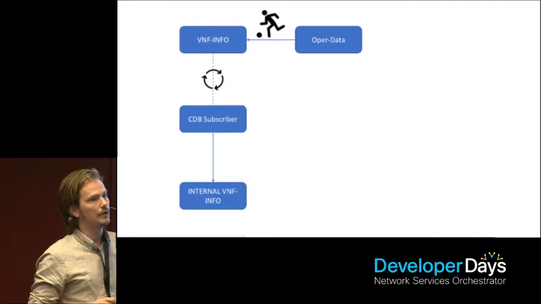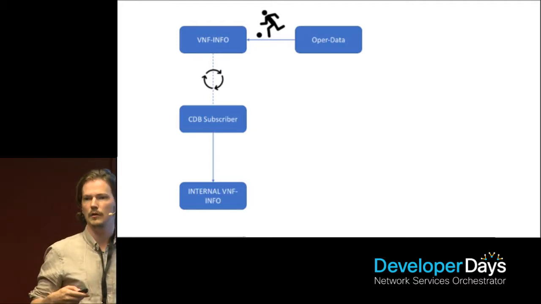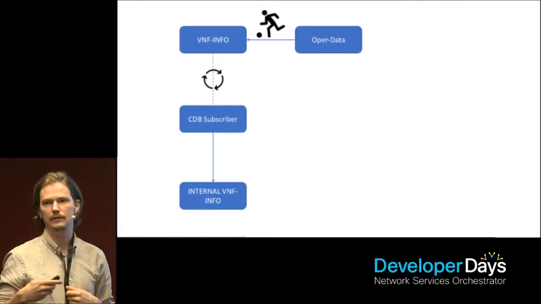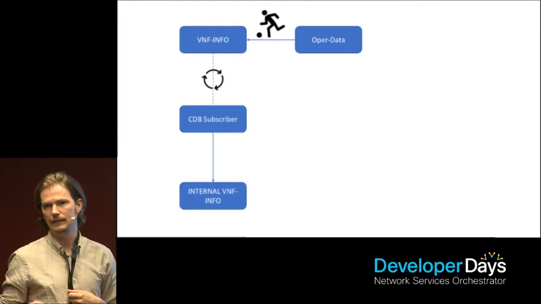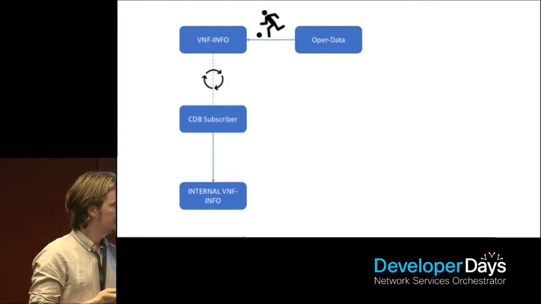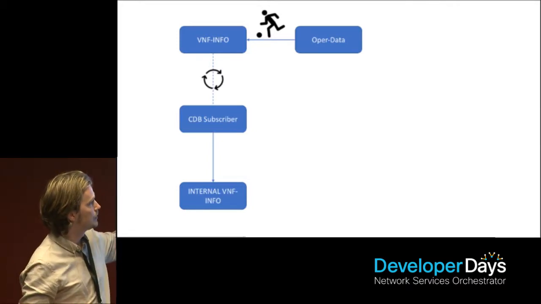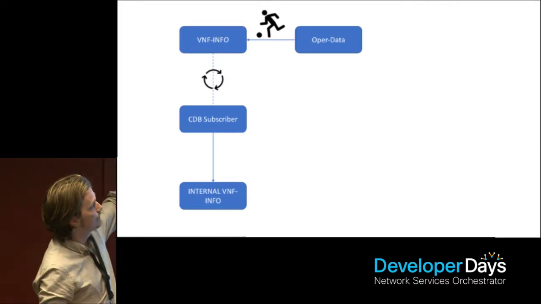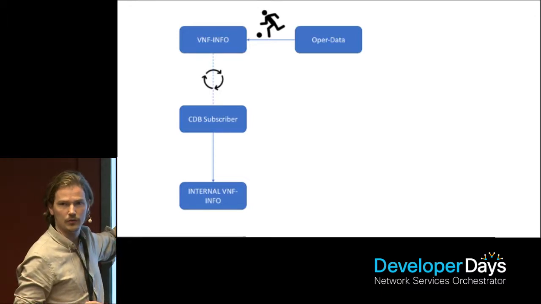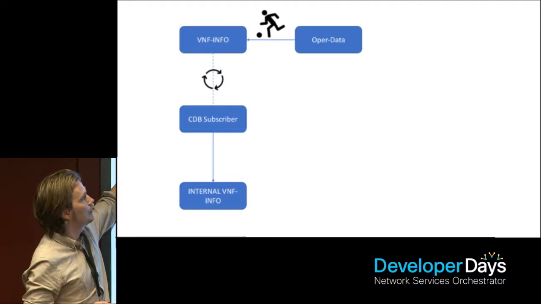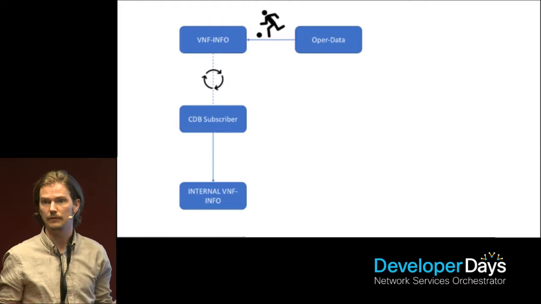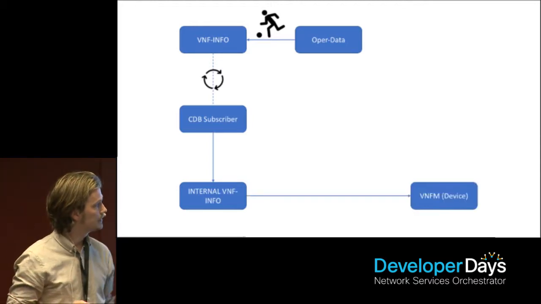Everything works fine when you create the VNF info and wait for the VM to come up, but when you want to delete it, you might want to do something before we tell the VNFM to actually delete the VM. You might want to revoke a license, for example. So the only way for us to do this was to create the CDB subscriber in between. So when you delete your VNF info, your service, we don't actually delete it. We don't do anything. We just allow you to delete your service, but we are actually not telling the device in the device tree to delete something.